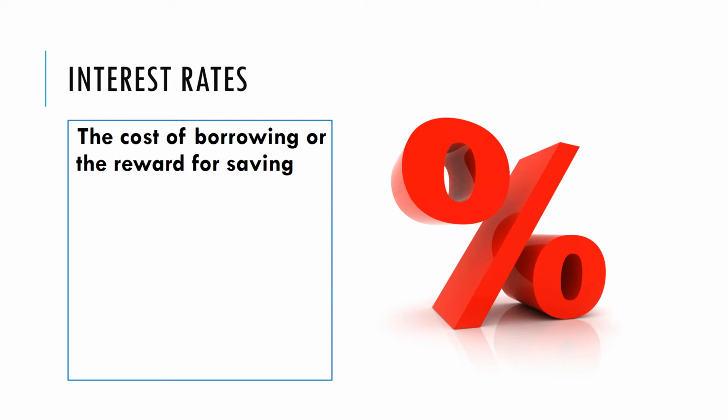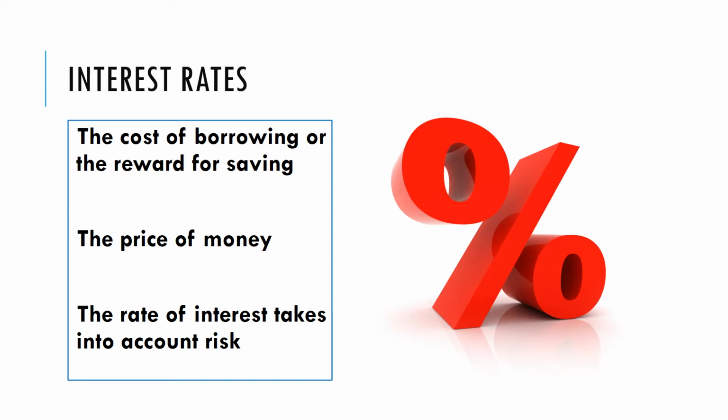Another way of thinking about it is it's the price of money. If you want to get your hands on some money, you could borrow it from the bank, but the price you would have to pay on top is the rate of interest. Lenders will often offer different rates of interest depending on how risky they feel you are. The riskier they consider you to be, the higher the rate of interest they're going to ask for to compensate them for taking the risk and lending you the money.